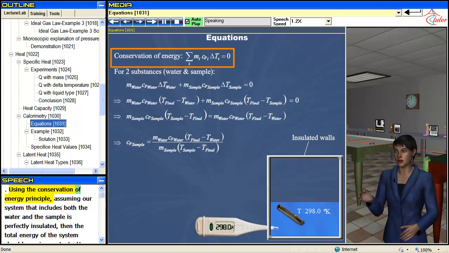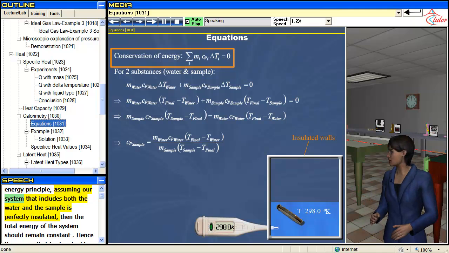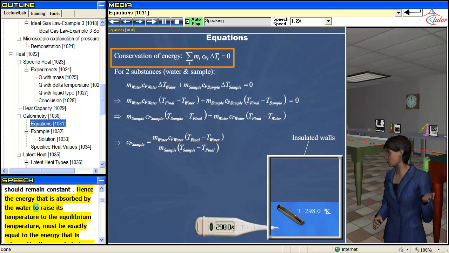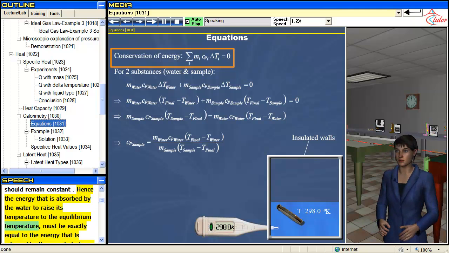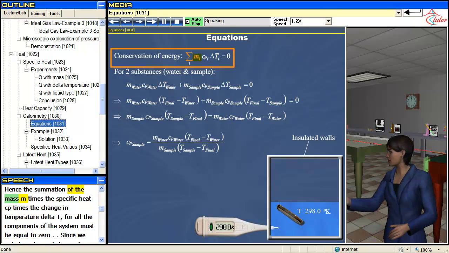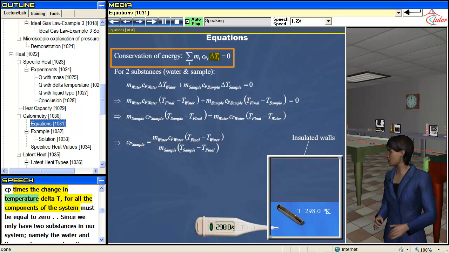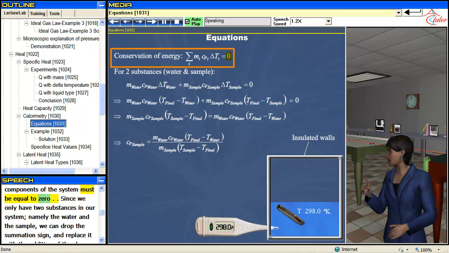Using the conservation of energy principle, assuming our system that includes both the water and the sample is perfectly insulated, then the total energy of the system should remain constant. Hence the energy that is absorbed by the water to raise its temperature to the equilibrium temperature must be exactly equal to the energy that is released by the sample to lower its temperature to the equilibrium temperature. Hence the summation of the mass m times the specific heat Cp times the change in temperature delta T for all the components of the system must be equal to 0.